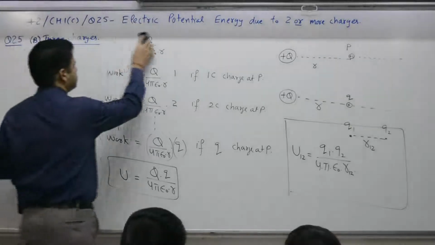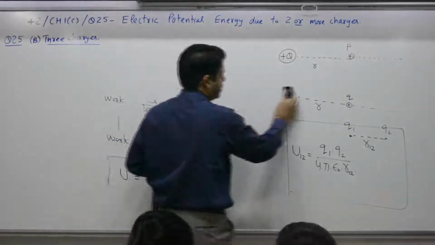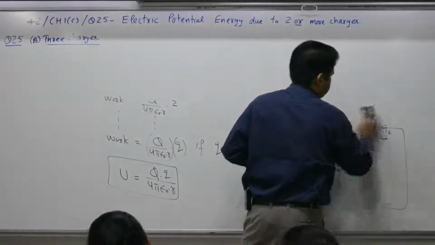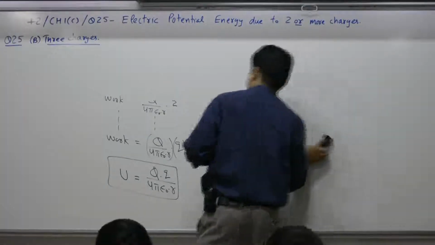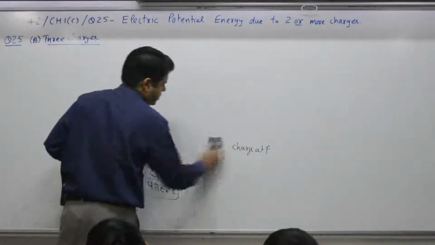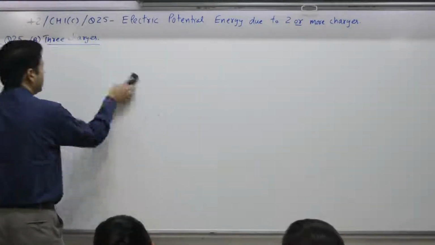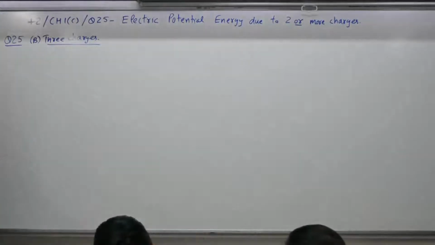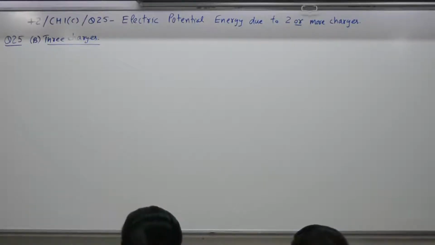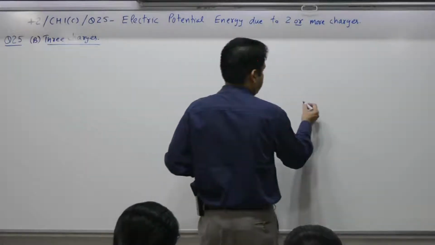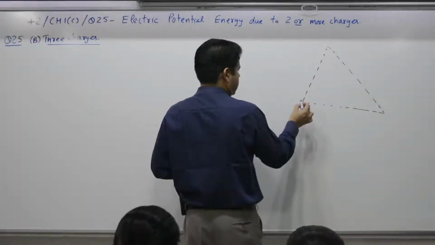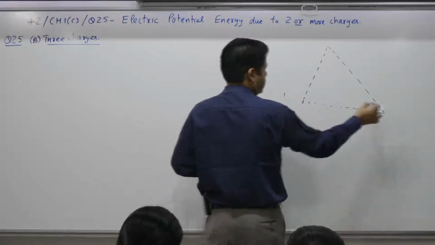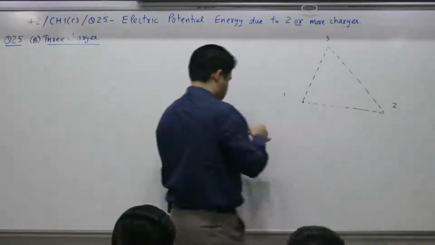Three charges Q1, Q2, Q3 are placed on the corners of a triangle. One, two, three, in sequence. Any triangle, may not be an equilateral triangle, any triangle. This is point 1, 2, 3. Charges placed Q1, Q2, and Q3.